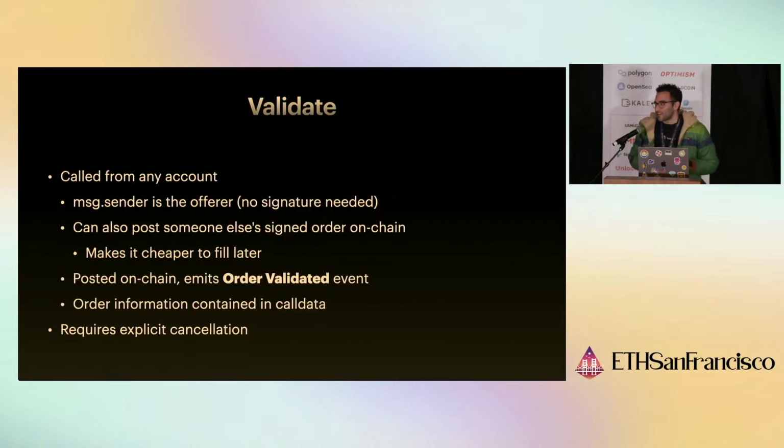Validating an order on chain is pretty cool because, as I mentioned, it makes it cheaper to fulfill later. It also emits an event called OrderValidated on chain. This is something you can do with contracts. If you have a contract that automatically wants to list the NFT on Seaport, you can do this, and then other people can understand that the order has been made available to be fulfilled.